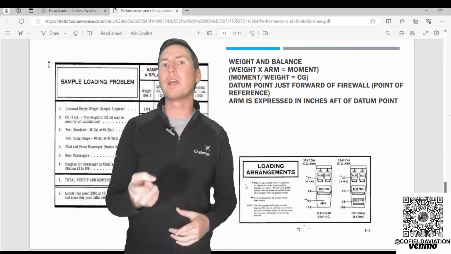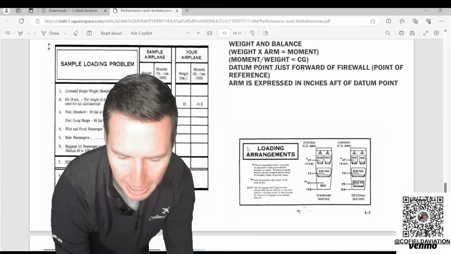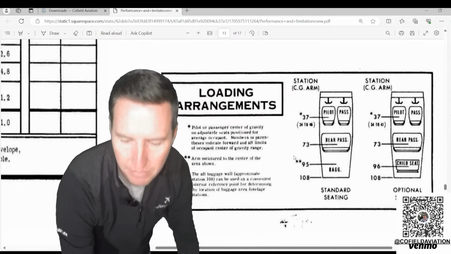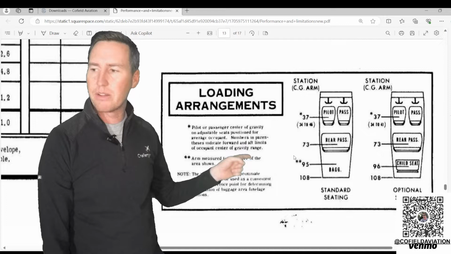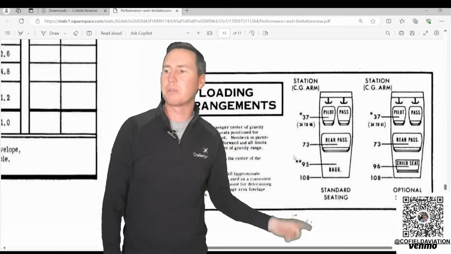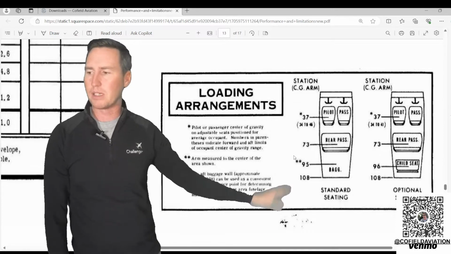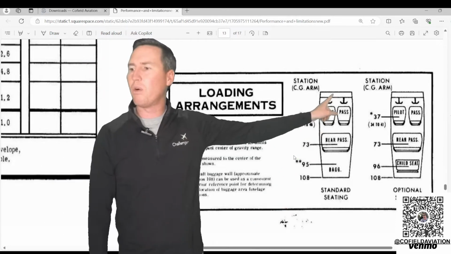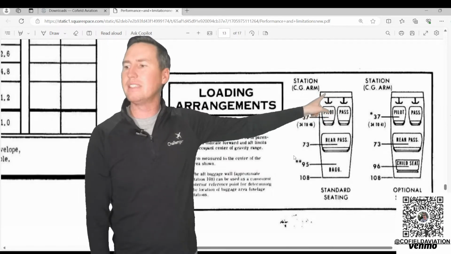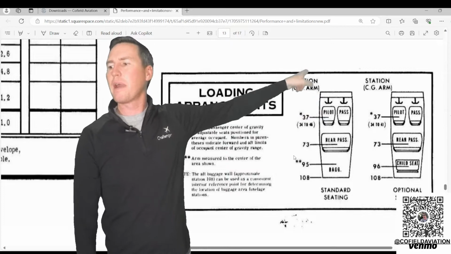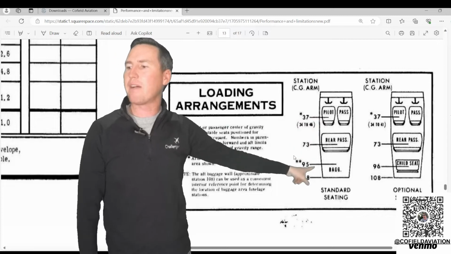So I want to show you where we get that for our aircraft. These are just excerpts right out of the weight and balance manual. So you can go to the downloads tab on the website, go to the weight and balance manual, and you'll see these graphs that I have here. So our datum point is right here. If you see, it's just forward of the firewall. So that is 0. Anything in front of the datum point would be a negative arm. Everything aft is a positive arm.